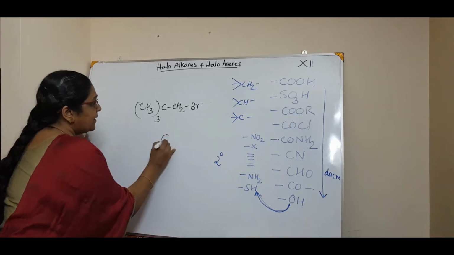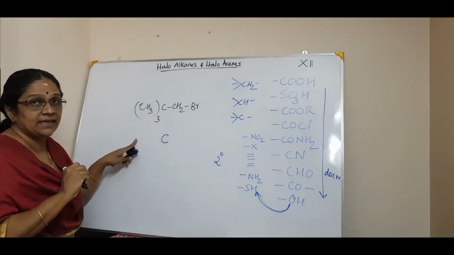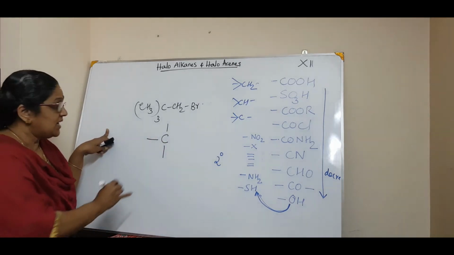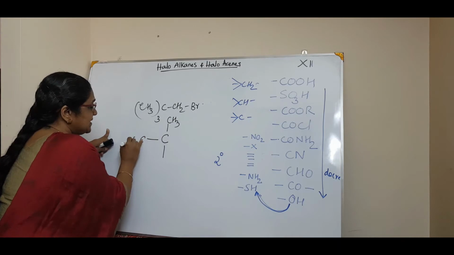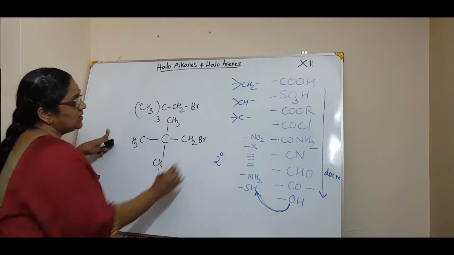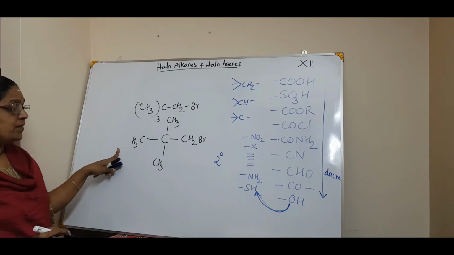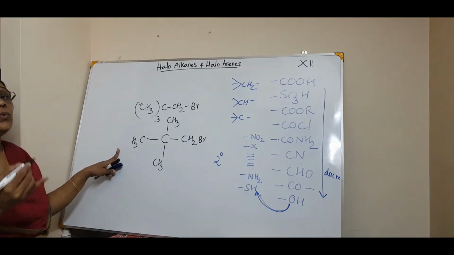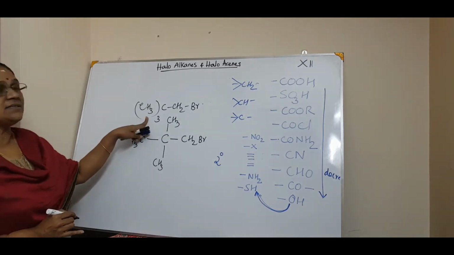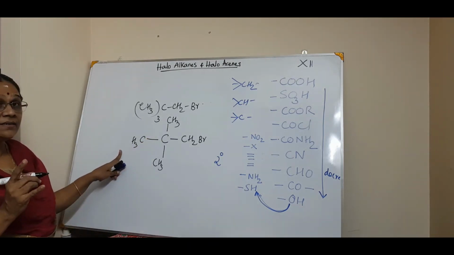Okay, listen. This carbon: (CH3)3 means 3 CH3 groups will be there. So I will put 1, 2 and 3. That means CH3, CH3, CH3 and CH2Br. So this is the expanded form, and after expanding, you number it and then you name it. Very important. You can't number it like the condensed form. So by expanding, how will you write the IUPAC name?